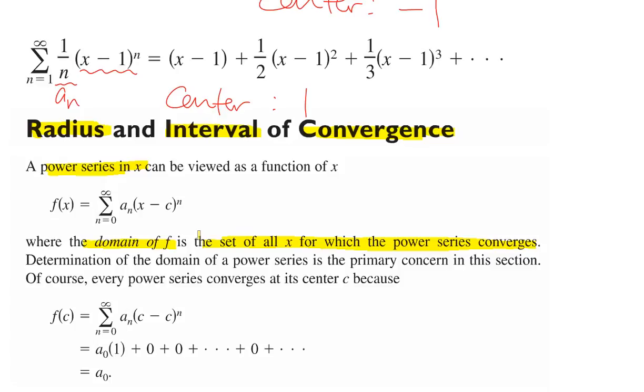So guys, in algebra, when you were given a function f and asked to find the domain of it, you said the domain of f was the set of values of x for which the function was defined, right? But here, in the case of a power series, the domain of f is the set of all x for which the power series converges. Now, determination of the domain of a power series is the primary concern in this section.